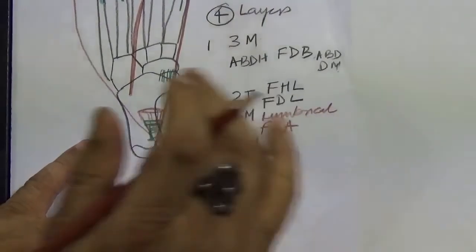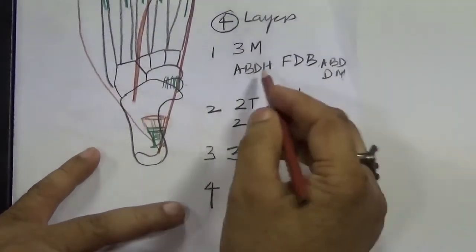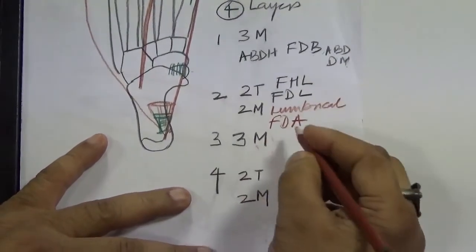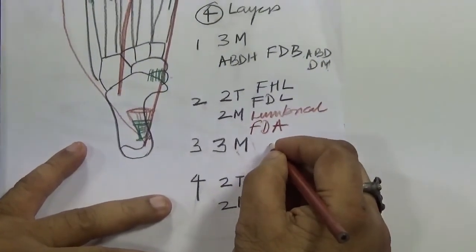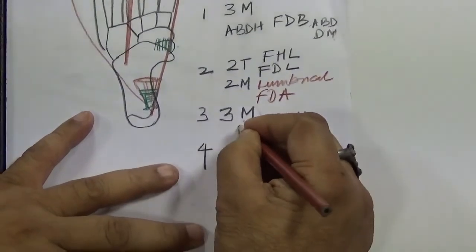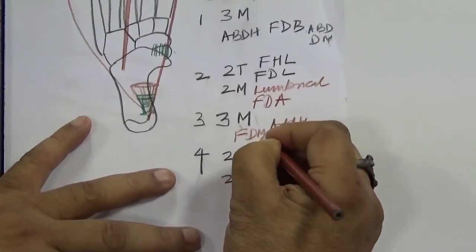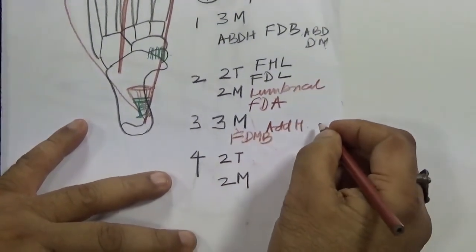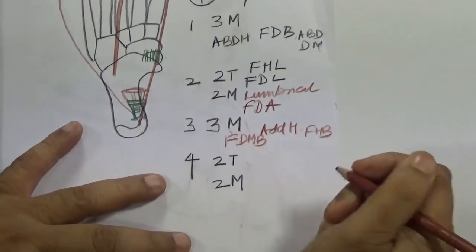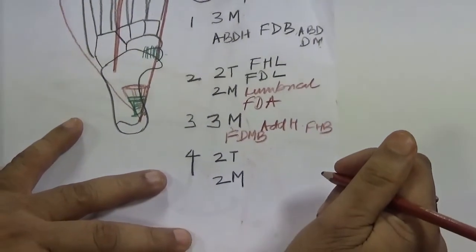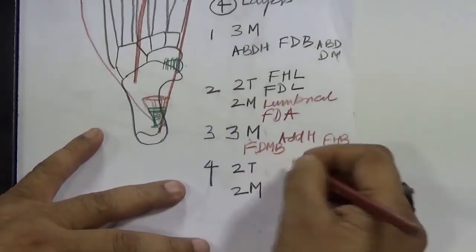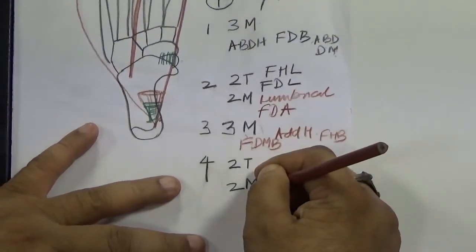In the third layer, these 3 muscles are, see here it was a flexor between 2 abductors, but here there is an adductor hallucis between flexor digiti minimi brevis and flexor hallucis brevis. So there is an adductor between 2 flexors. And then there are again 2 tendons and 2 muscles.